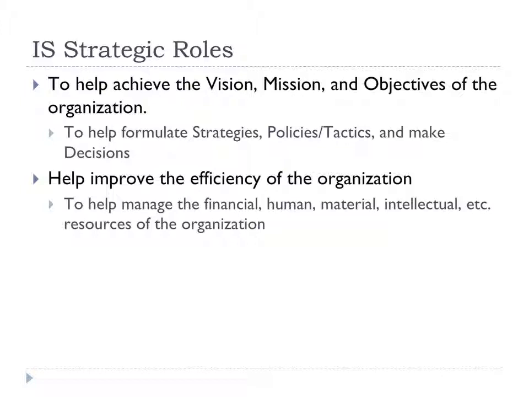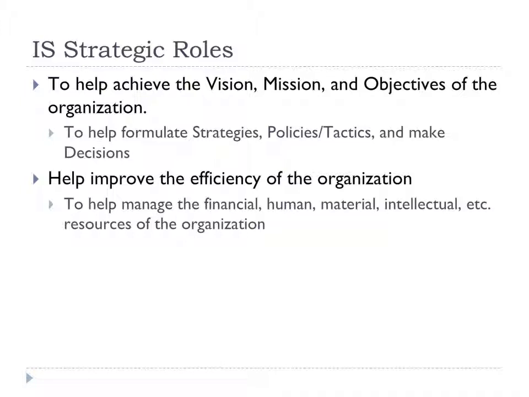An information system can have 2 broad strategic roles in an organization: to help the organization to be effective and to be efficient. An information system can help the organization fulfill its vision, mission, and objectives. It can help the organization formulate strategies, policies, tactics, and make decisions to achieve the desired effects. Thus, the system can help the organization to be effective, to achieve the desired effects at the abstract level of its vision, the intermediate level of its mission, and the ground or pragmatic level of its objectives.